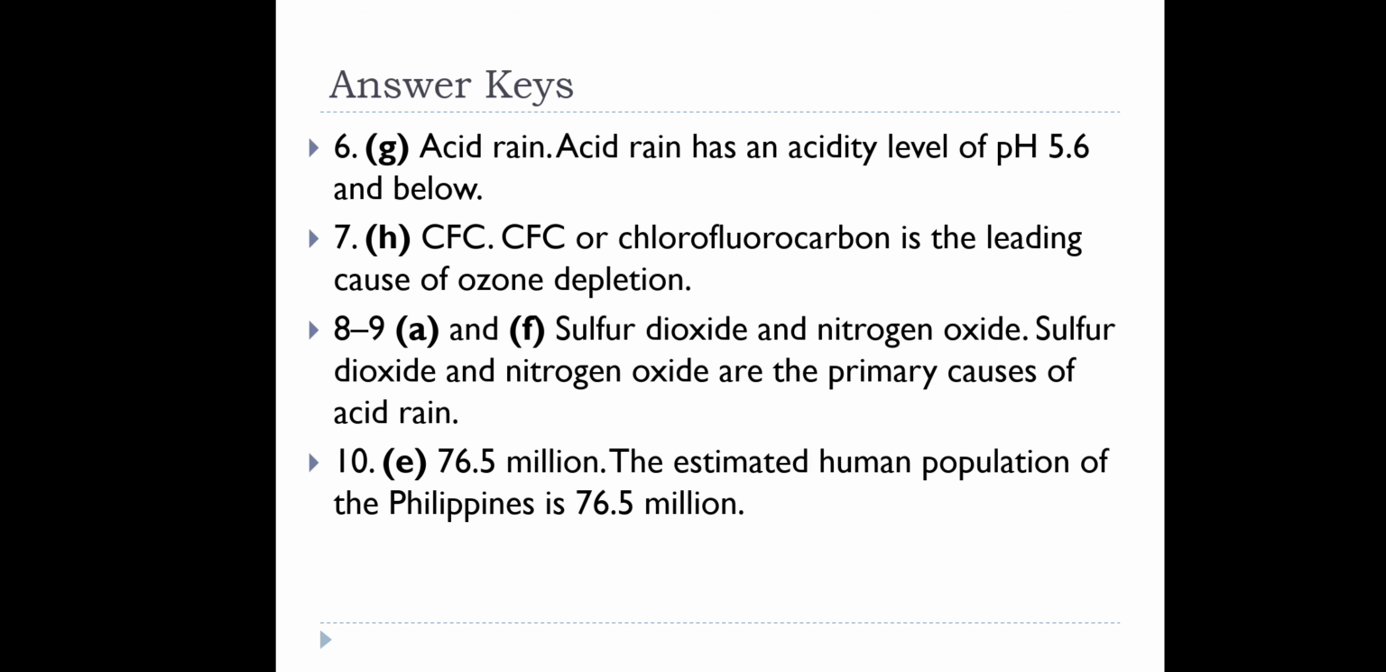Number 6. G. Acid rain. Acid rain has an acidity level of pH 5.6 and below. Number 7. CFC or chlorofluorocarbon. Letter H. It is the leading cause of ozone depletion. For numbers 8 and 9, the correct answer is A and F. The sulfur dioxide and nitrogen oxide. Sulfur dioxide and nitrogen oxide are the primary causes of acid rain.